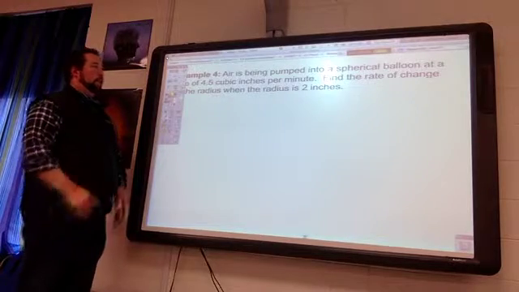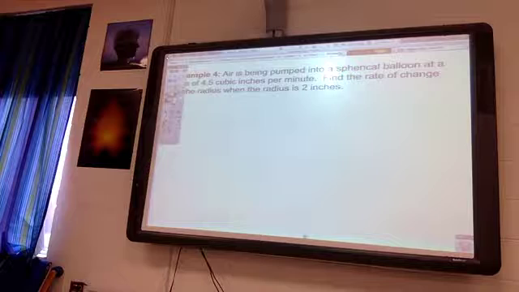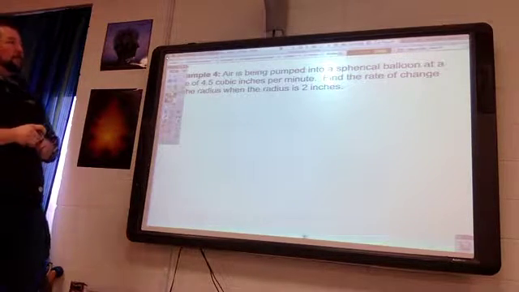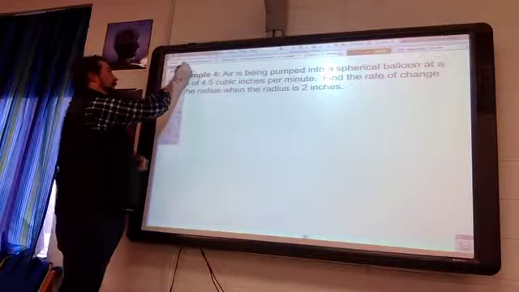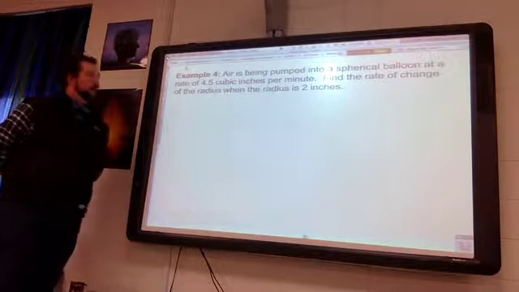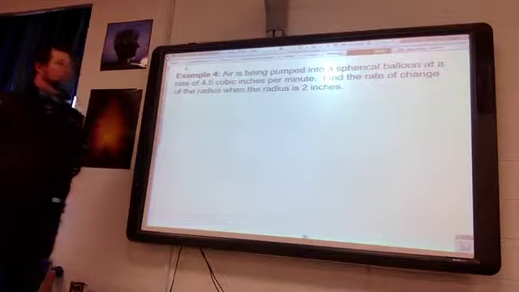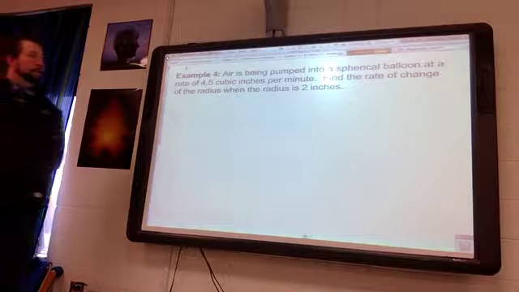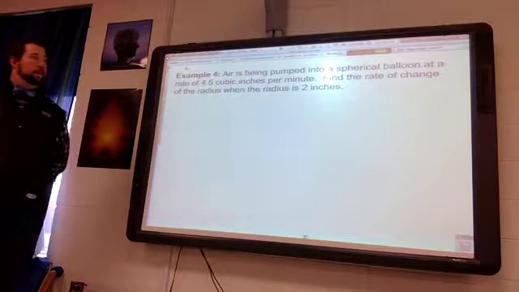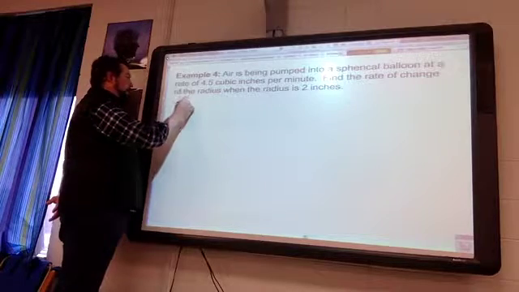All right, example 4. Air is being pumped into a spherical balloon at a rate of 4.5 cubic inches per minute. Find the rate of change of the radius when the radius is 2 inches. All right, so let's talk about our given.